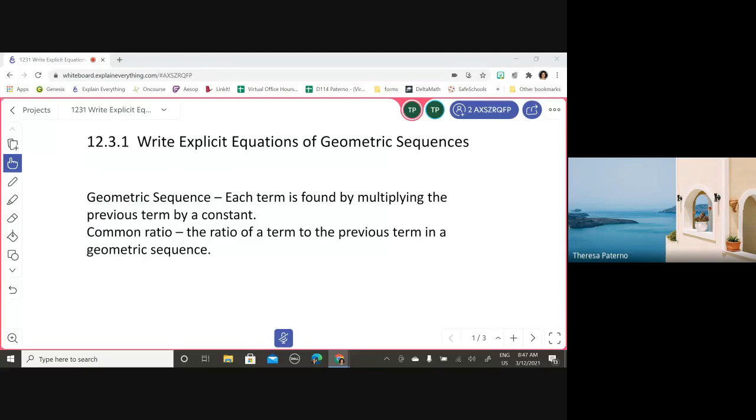Okay, Algebra 2, this is notes 12.3.1. Write explicit equations of geometric sequences. Pause the video, write this down.